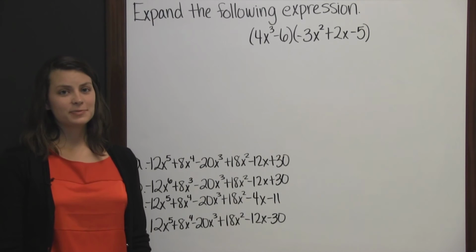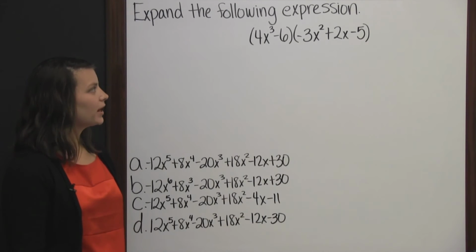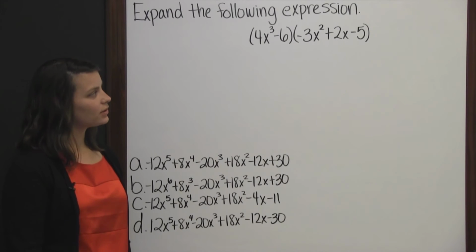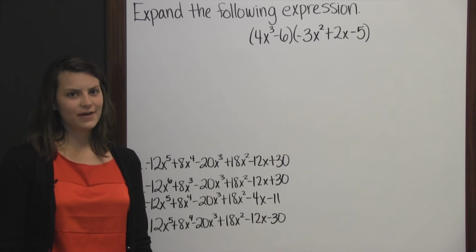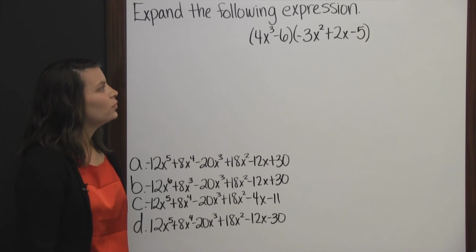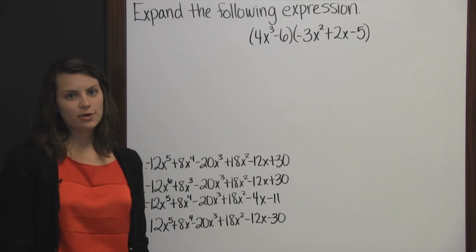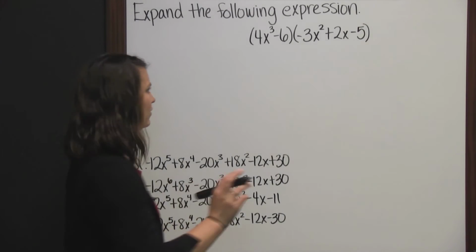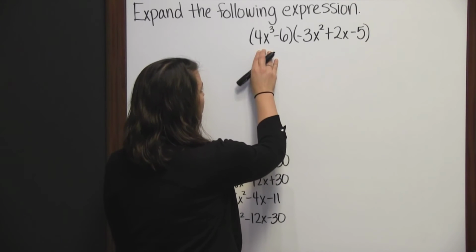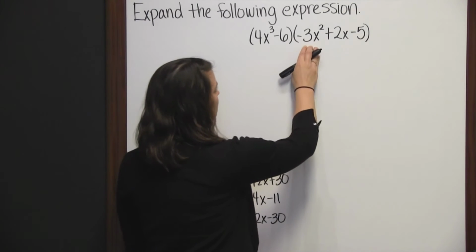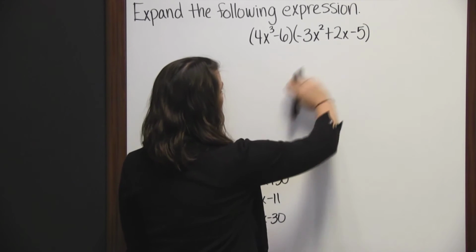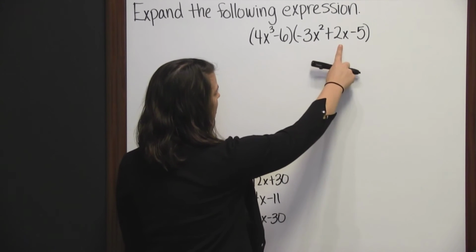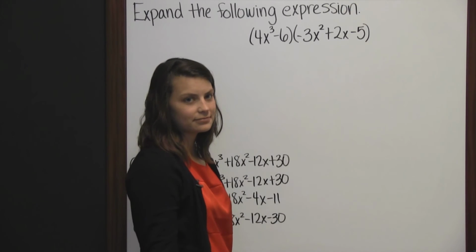Expand the following expression: the quantity 4x cubed minus 6 times the quantity negative 3x squared plus 2x minus 5. We need to multiply these two polynomials, and the best way to do that is to be very organized about it. So first, I'm going to multiply 4x cubed times each one of these terms in my trinomial. Then I'm going to multiply negative 6 times each one of these terms in my trinomial. Let's get started.